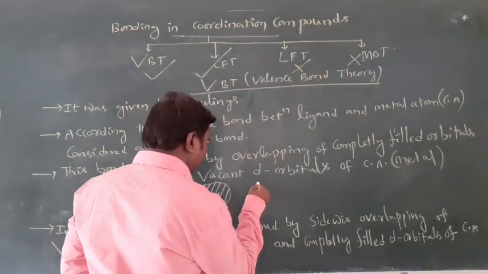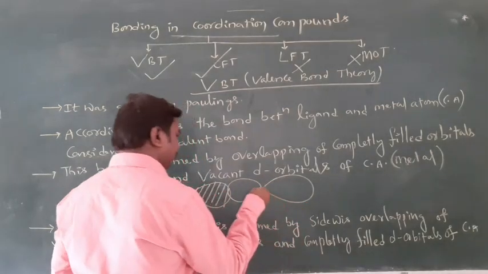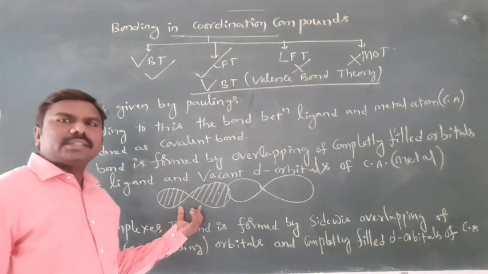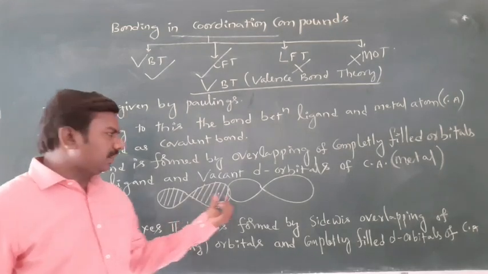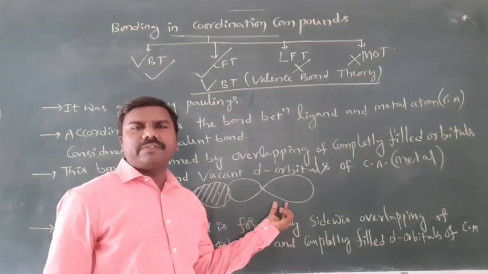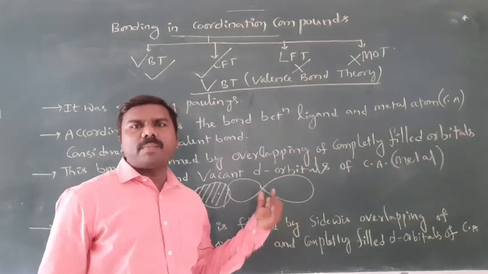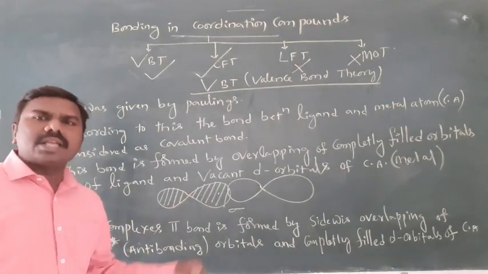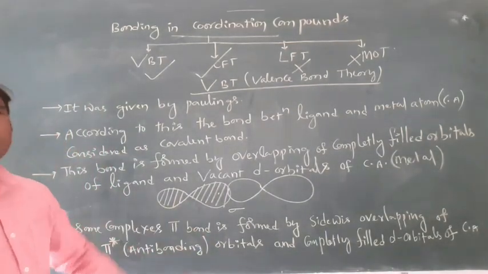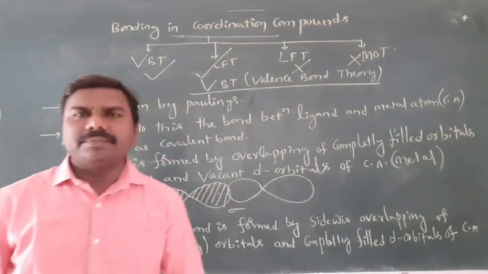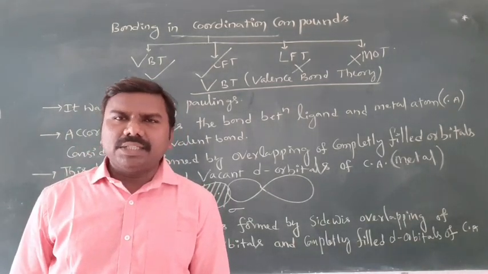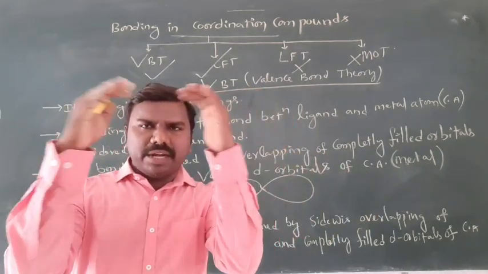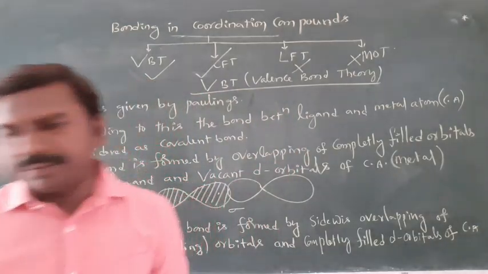Another one, this is a vacant d orbital. The completely filled orbital of the ligand and vacant d orbitals of the central metal atom on overlapping give a sigma bond. Which bond is that? Sigma bond. That is a covalent bond. Next, the reverse one: completely filled d orbitals of the metal and empty orbitals of the ligand overlapping sidewise then form a pi bond.